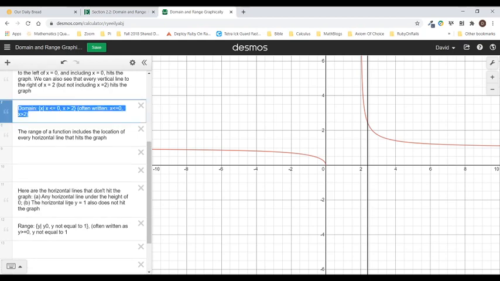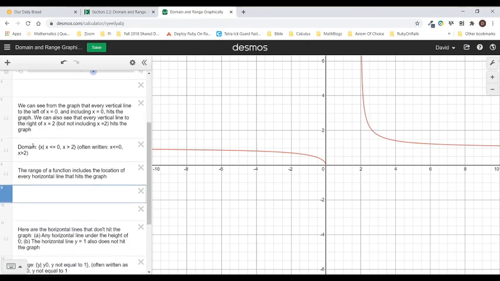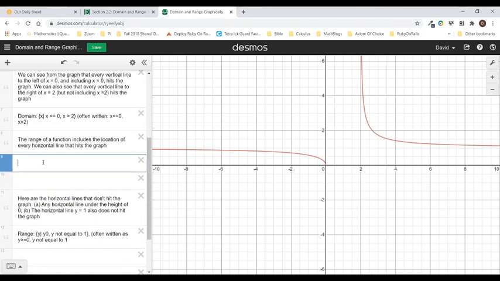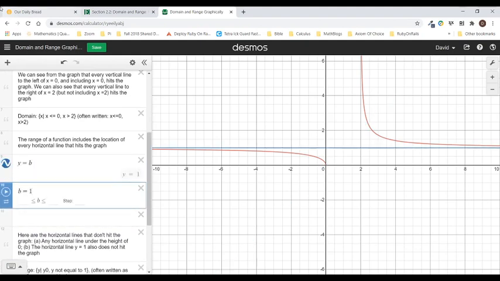All right, range is a bit different. It's not about where vertical lines hit the graph, it's where horizontal lines hit the graph. So let me go up here, and I'm just going to click right here and shut off the vertical line. And what I want to do is now write down the equation of a horizontal line. So I'm going to say y equals b, and I want to make sure b has some value, and you can see here that it drew a horizontal line at 1.